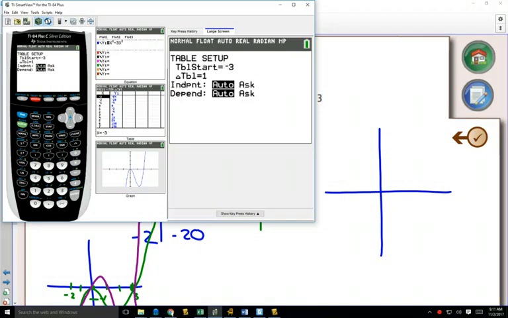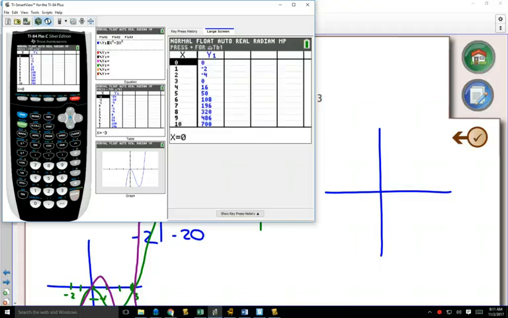Right now my table is starting at minus 3. If I wanted to start back at 0, I just have to push 0 there. I can make my table go up by 1s. I can make it go up by 2s. But now when I go back to table, it's starting at 0 again, which was nice for him after he was like, "This is so annoying. Push up and down forever."